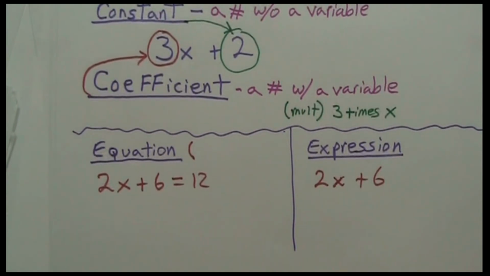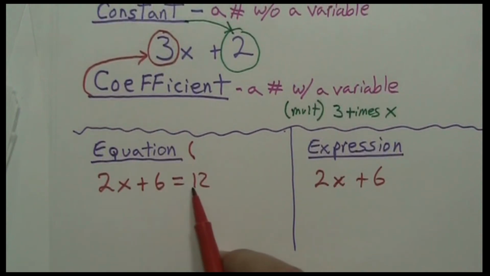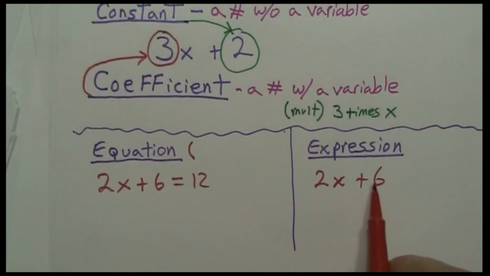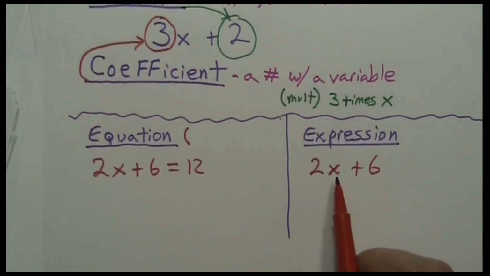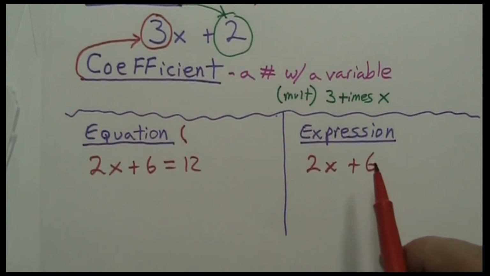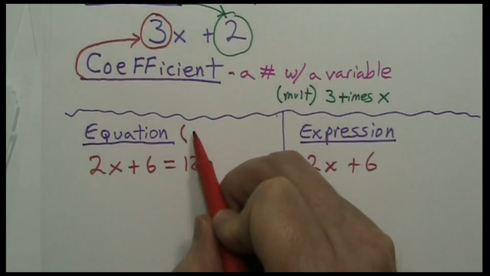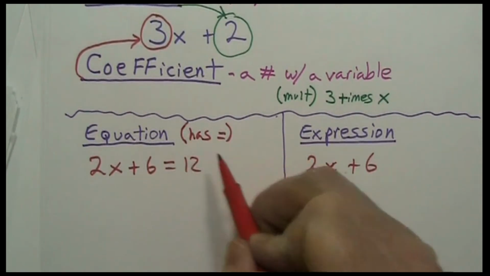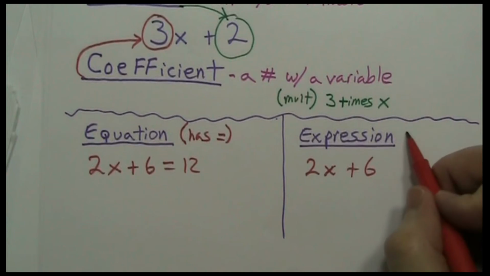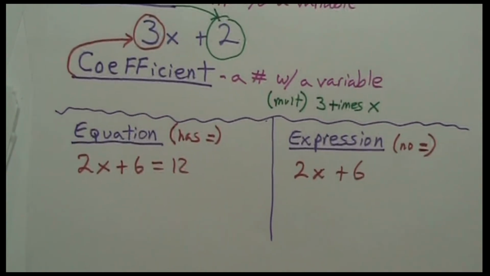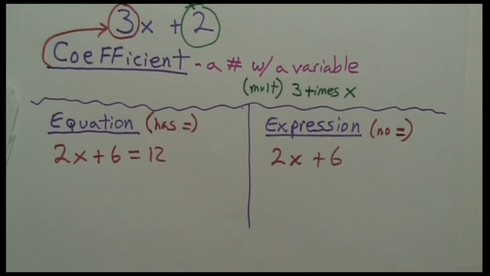These are examples. This is an equation. This is almost an equation, but notice it's missing something. Right? It's missing an equals. Equals 12. It's missing an equals. See, an equation, it has an equals. An expression, no equals. All right, so that's just my simplified version of that.